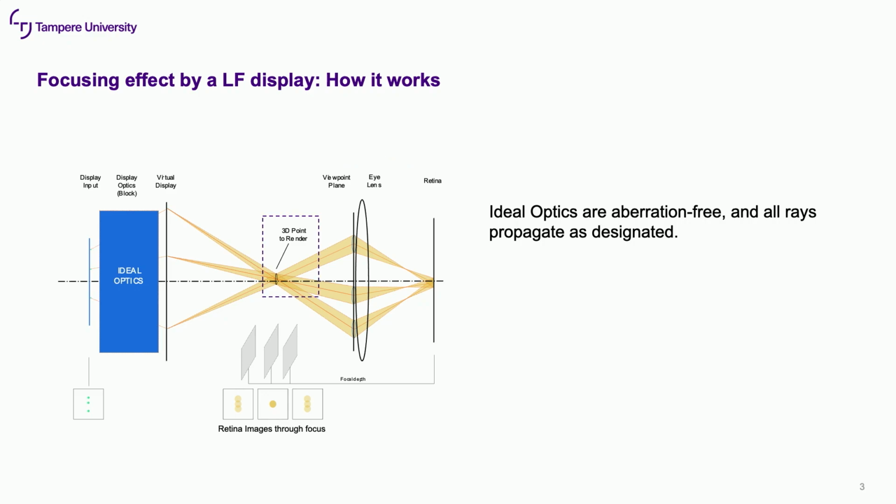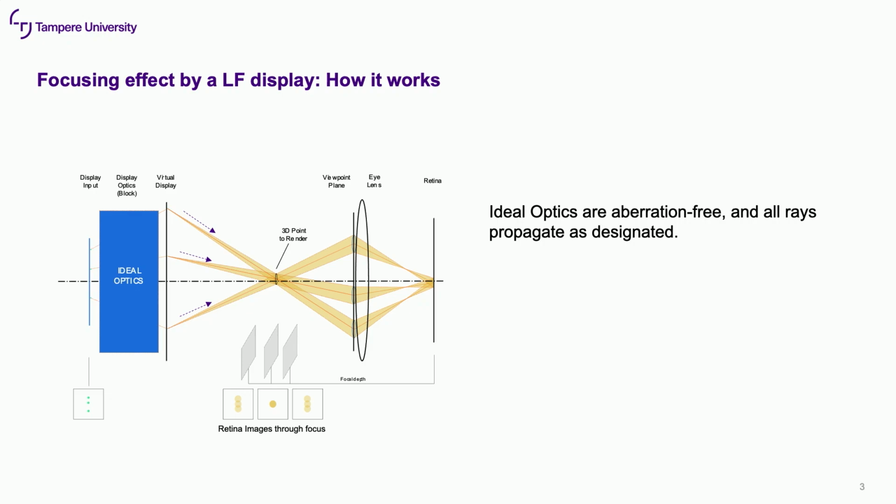Let's consider a scenario where we want to render a specific point in space. To do this, we activate 3 pixels on the display input plane, each corresponding to one of the 3 viewpoints. Rays start from these 3 pixels, propagate through their virtual display points, and go towards the respective viewpoints. These rays intersect precisely at the point in space we aim to render.